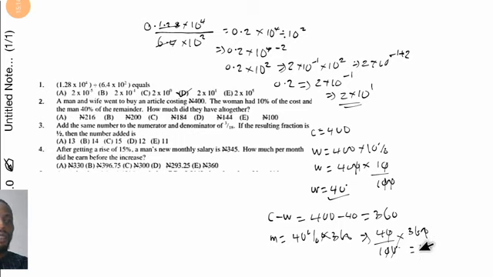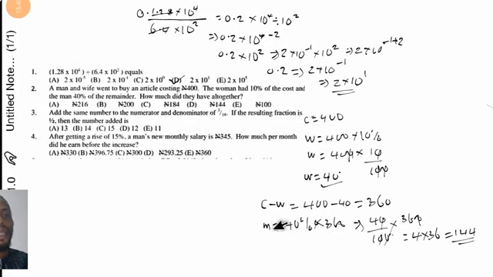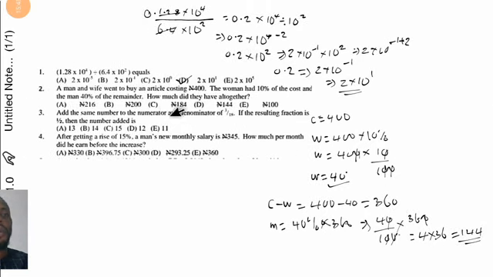So it will be equal to 4 multiplied by 36. What will be the answer now? The answer will be equal to 144, because 4 times 36 gives us 144. So the man's 40% of the remainder amount is 144. The question says how much did they have altogether? So it means the amount of this woman plus the amount of this man.